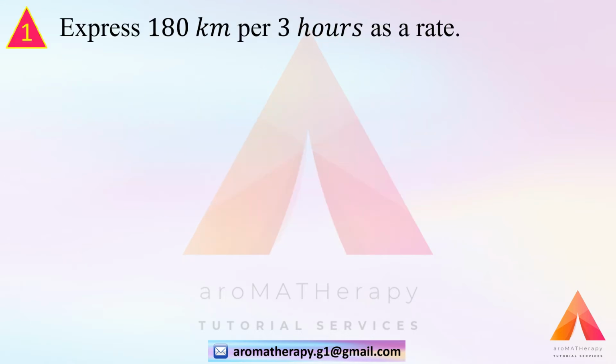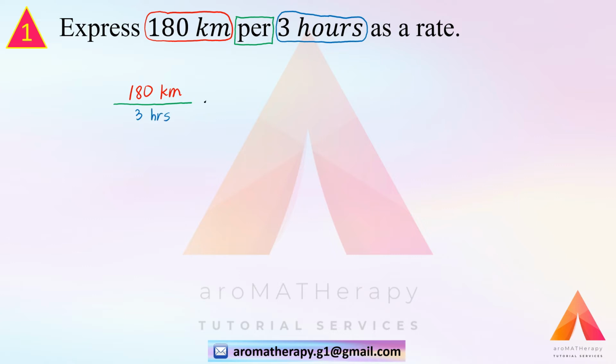First example, express 180 km per 3 hours as a rate. So you write 180 kilometer. This will become the numerator. Per will become the fraction bar. And 3 hours will become the denominator. So we just need to divide these two quantities. This is equal to, what is 180 divided by 3?